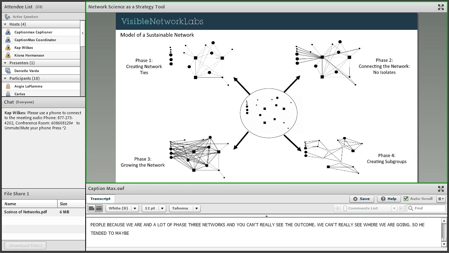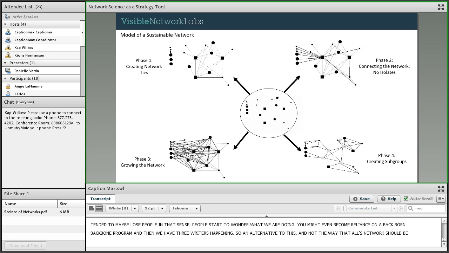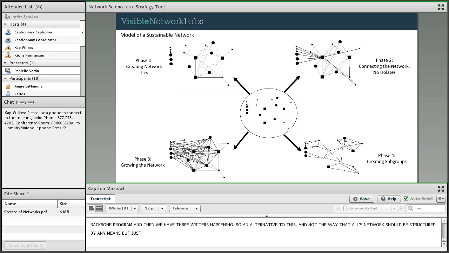And this has become a really frustrating thing for a lot of people because we're in a lot of phase three networks, and we can't really see the outcome. We can't really see where we're going. And so you tend to maybe lose people in this sense. People start to wonder what we're doing. We might even become reliant on, let's say, a backbone organization, and then we have that free rider problem happening that Eleanor Ostrom taught us about so long ago.